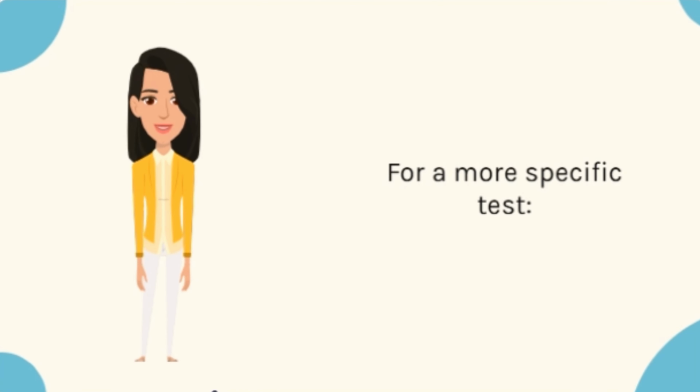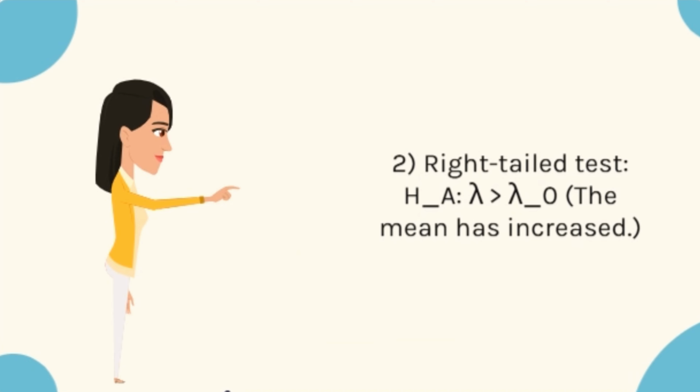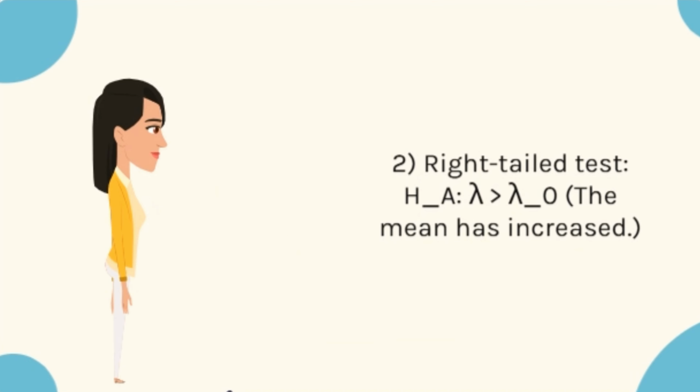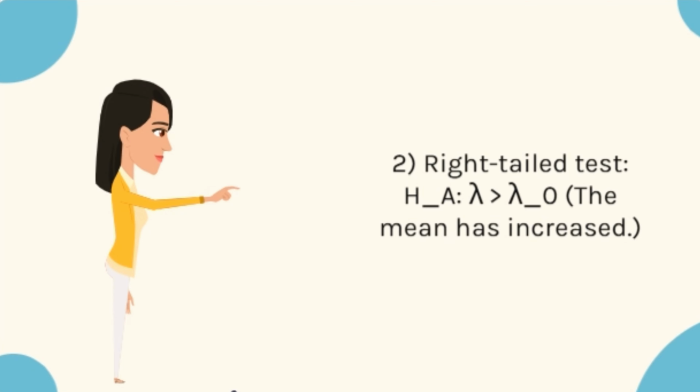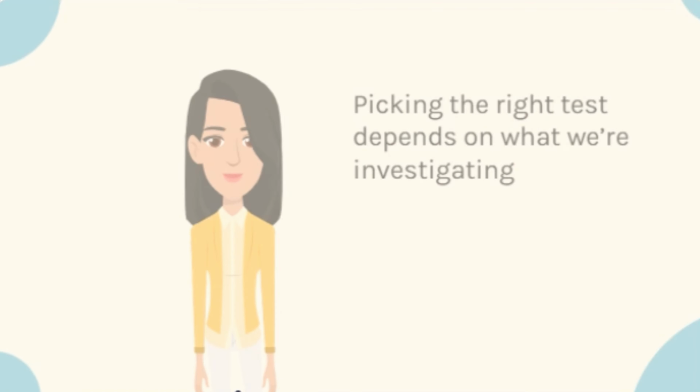For a more specific test, we have number 1, left tail test, HA: lambda is less than lambda 0. The mean has decreased. Number 2, right tail test, HA: lambda is greater than lambda 0. The mean has increased. Picking the right test depends on what we are investigating.